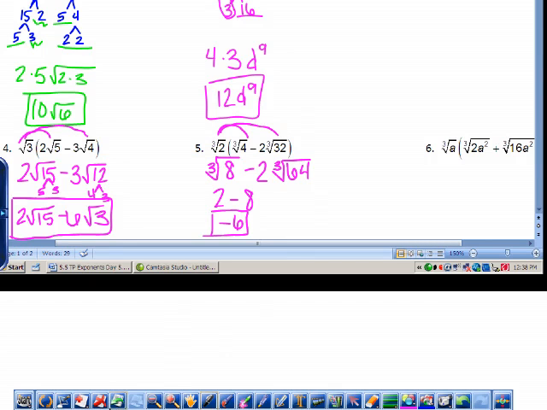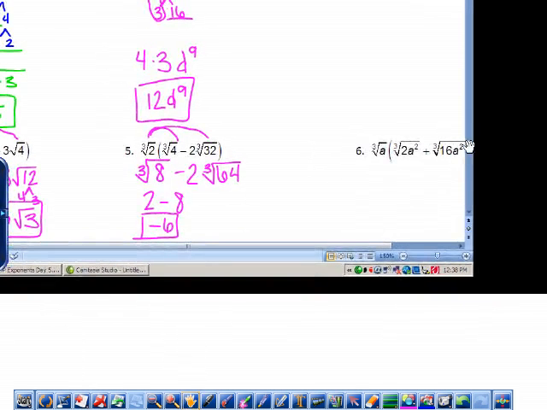All right, I want you to try number 6, please. The cube root of a times the cube root of 2a squared plus the cube root of 16a squared. There's just a parenthesis here that we're missing.